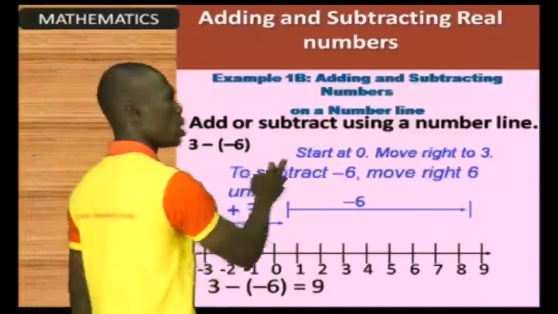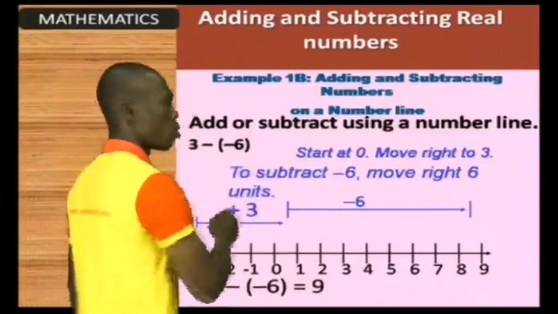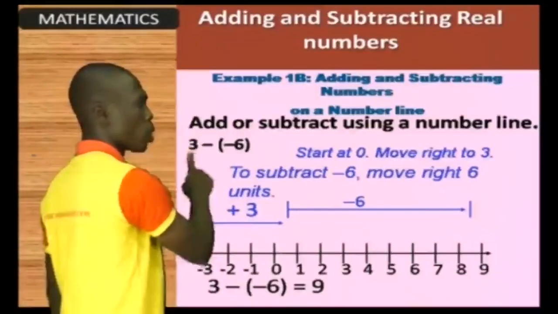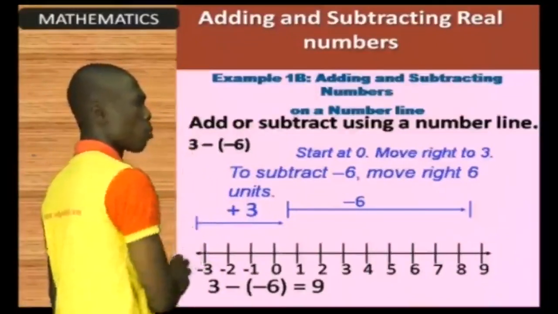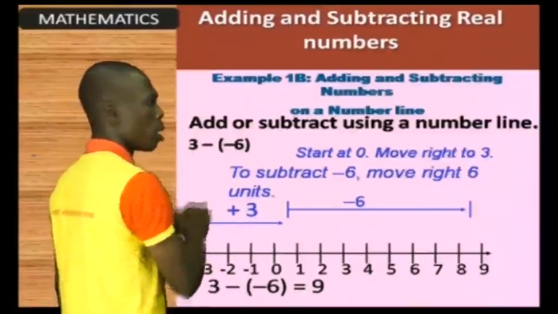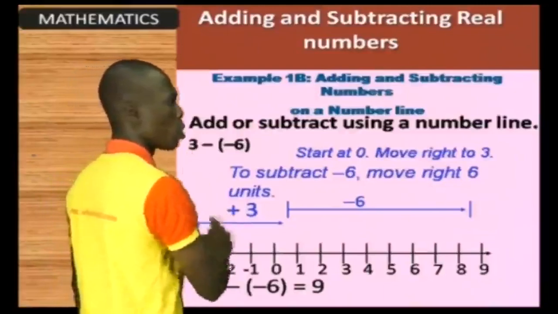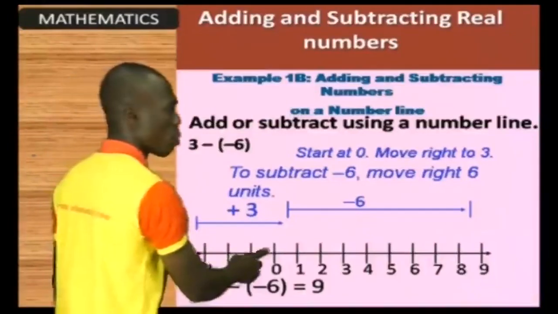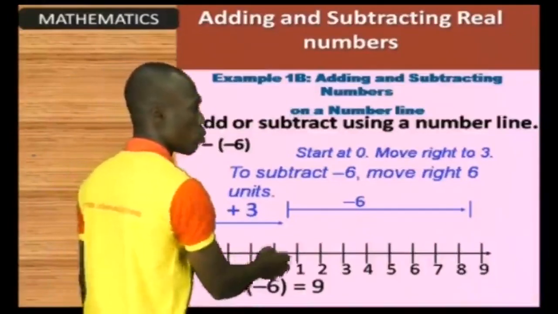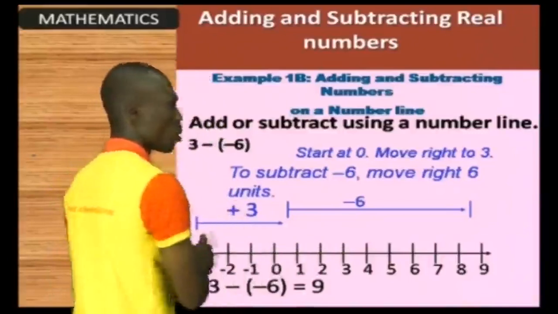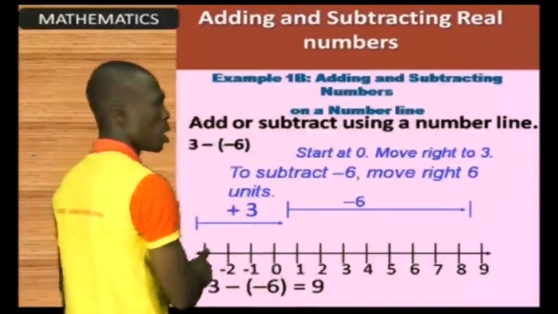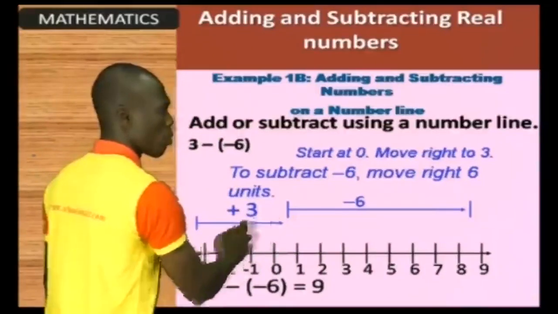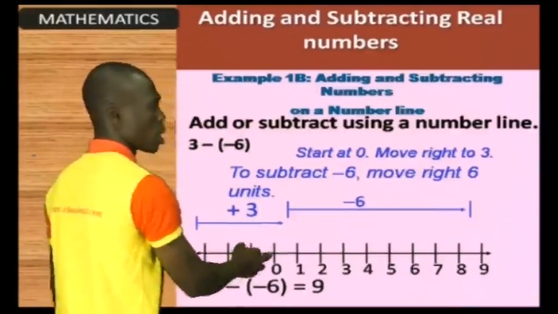All right, so we start again at 0, and then we move right to 3 because this is plus 3. So from that point we move 3. So if you move from 0 here, if you move 3, this takes us here. But we have actually started moving from minus 3 here. Okay, so it takes us to 0. So we have from minus 3 to 0.